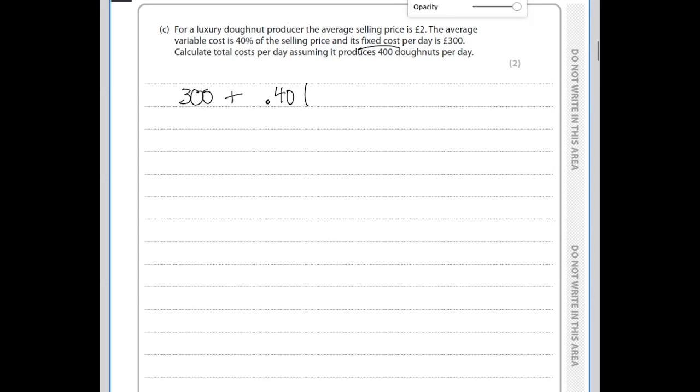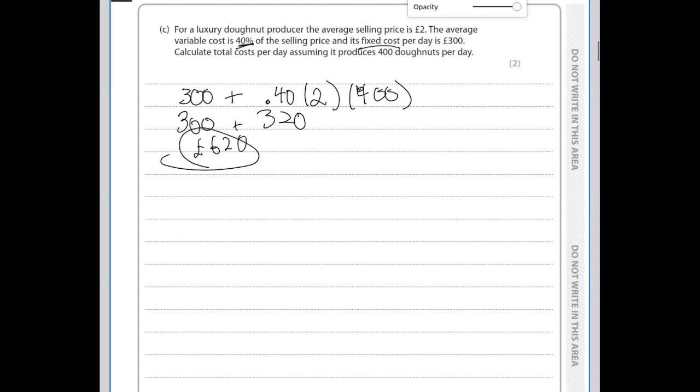It's 40% of the selling price. Okay, so this is going to be times 2 times 400. That's a bit weird. Okay, so they're trying to trick you a bit there with 40%. And that is going to give us an answer of 300 plus 320, or 620 pounds.